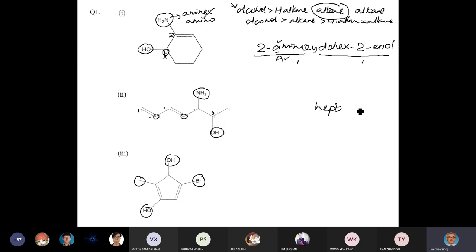Okay, so then how many? Hept, then remember, diyn. Okay, diyn. Then furthermore, we give the name. You must be careful with the name. Okay, di, and ol because there's an OH at number two. And because of the diyn here, the double bond is located at which carbon? Carbon number 4 and carbon number 6. So you must give the name which is, what is it? 4, 6. Okay, 4, 6.